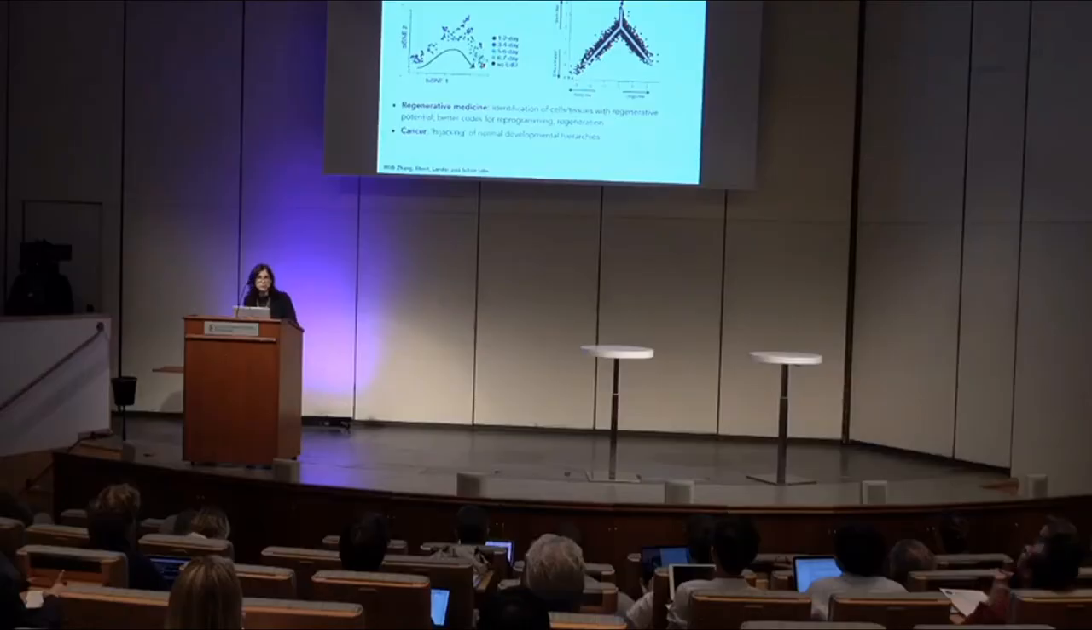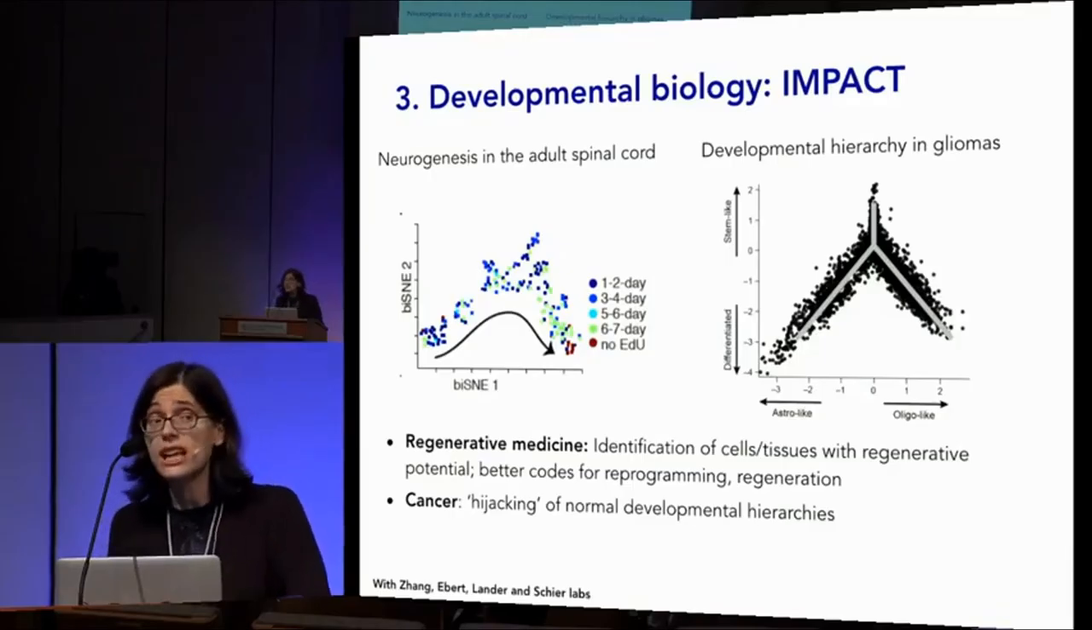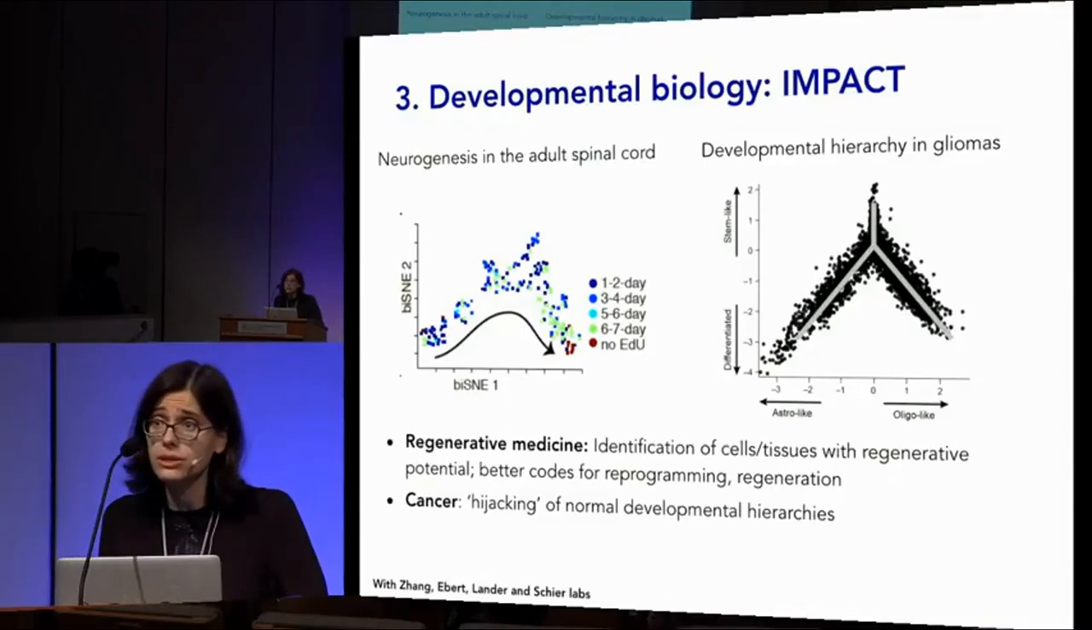And again, this has opportunities for real impact on disease areas that are very dynamic. For example, in regenerative medicine, it could allow us to identify cells and tissues that have regenerative potential and find molecular mechanisms that we can manipulate in order to increase regeneration, for example, after injury. In the context of making new cells, it could give us better codes for reprogramming and regeneration. In diseases like cancer that actually hijack the normal developmental hierarchies, as I'm showing here, for example, in glioma, it could give us a way to identify cancer stem cells and target them precisely.